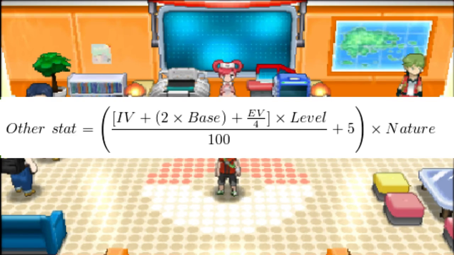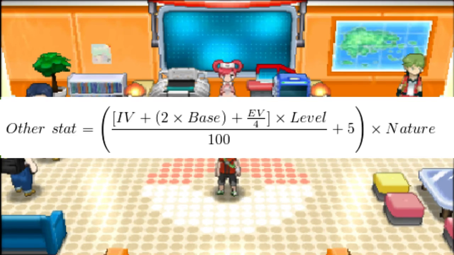So that basically covers that part of the equation, and then we do all that stuff on the top, and that's all going to be divided by 100. That 100 value stays the same, and then you would just add 5 points. That gives every Pokemon some value for that stat. It's not going to allow it to be 0 or anything. So then we take that value and multiply it by whatever value the nature gives.